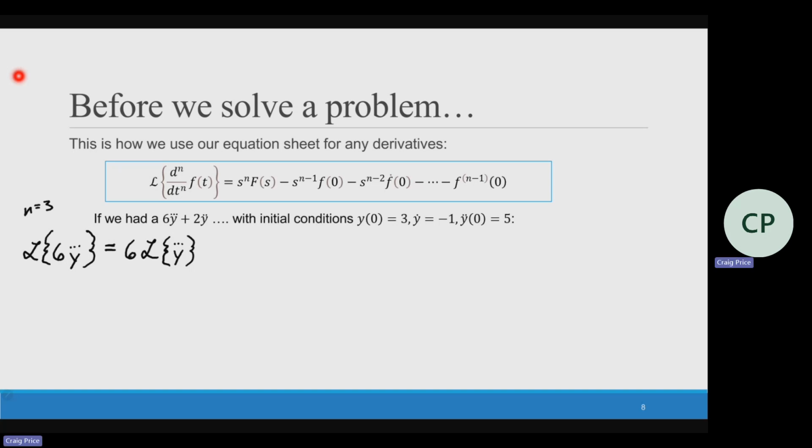Now, I can also rewrite this if it makes a little more sense to you. This is going to be 6 times the Laplace transform of d cubed over dt cubed of y, which is a function of time. So that's another way that we can write it. I have 3 derivatives on here, triple dot.